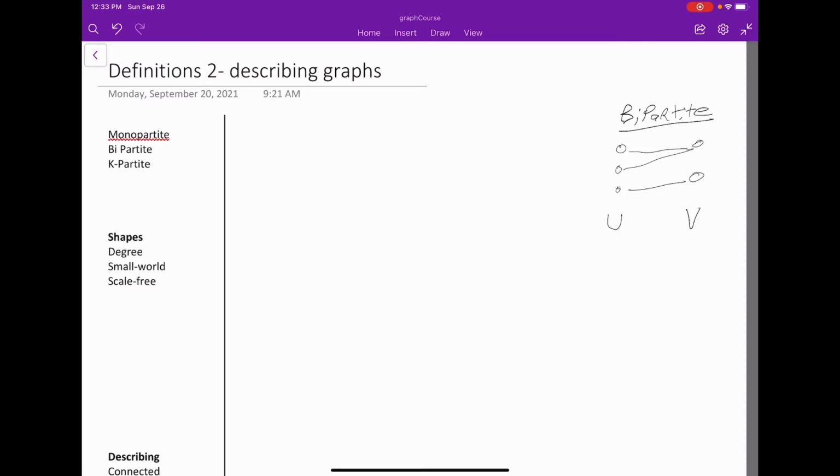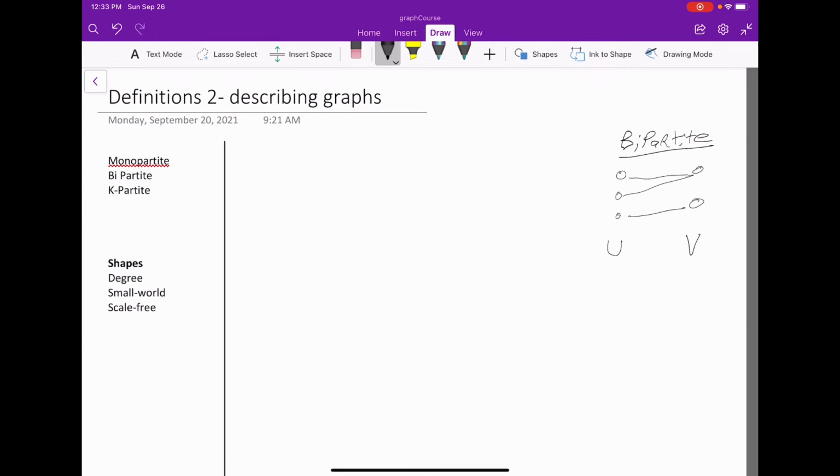What you'll notice with this definition is that there's no edges connecting anything in U. That doesn't exist. If that were the case, this graph would no longer be bipartite in the classic graph theory definition. Let's go ahead and contrast that with our working definition.